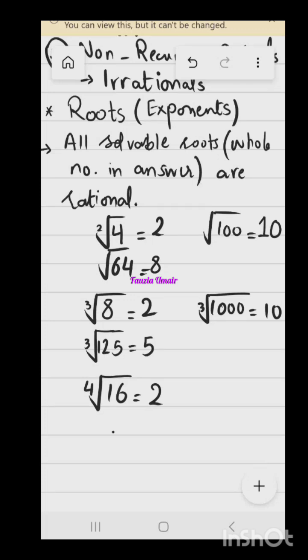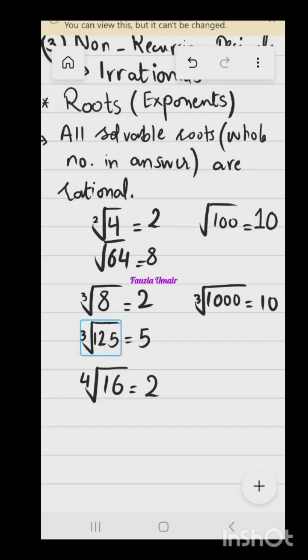Is there any question? No, ma'am. Okay. So they are all basically roots which are solvable roots. By solvable roots, we mean those which give the answer as a whole number. So these are all rational numbers: square root of 4, cube root of 8, or fourth root of 16. They are all rational numbers. Okay. All solvable roots are rational. So is this clear till this point? Any question? No, ma'am.